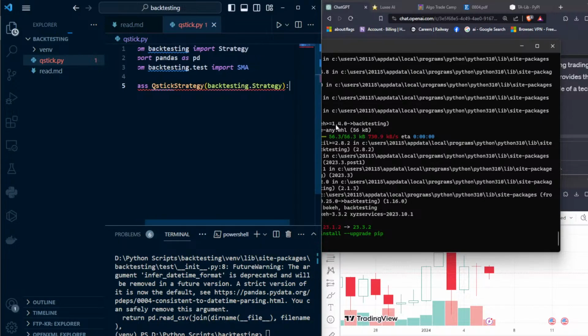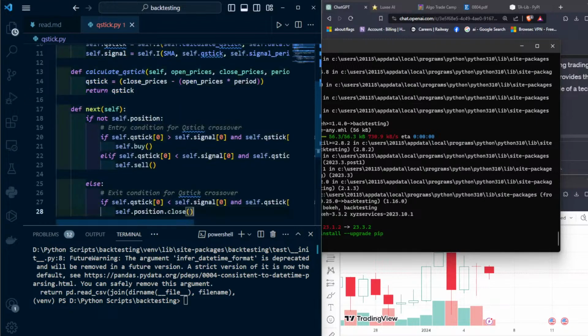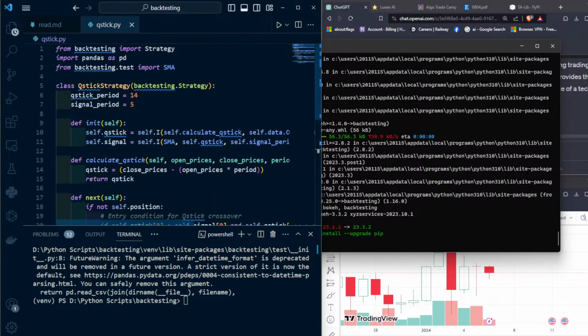Okay, let me hide this. All right, so this is the strategy code itself. I will explain it now.